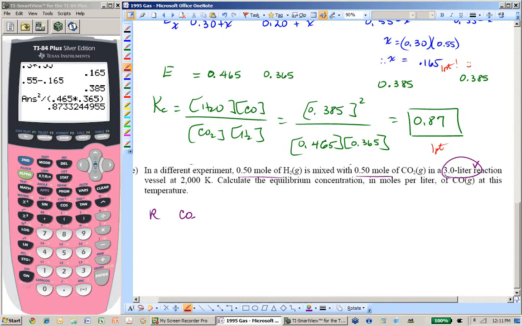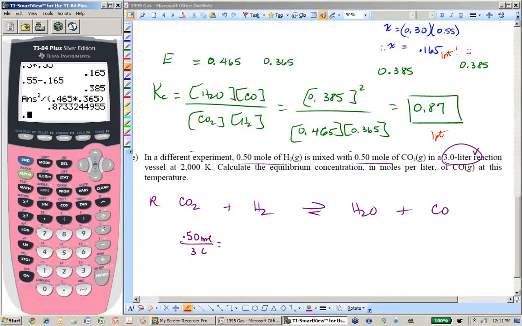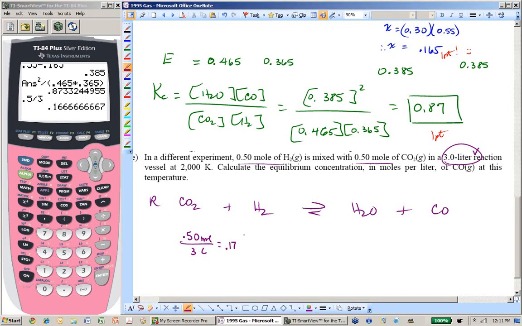CO2 plus H2 in equilibrium with H2O and CO. It's not very pretty, CO. So they gave me the CO2 was a half mole over 3 liters. So that is 0.5 divided by 3. I'm going to call that 0.17. And that is molar.